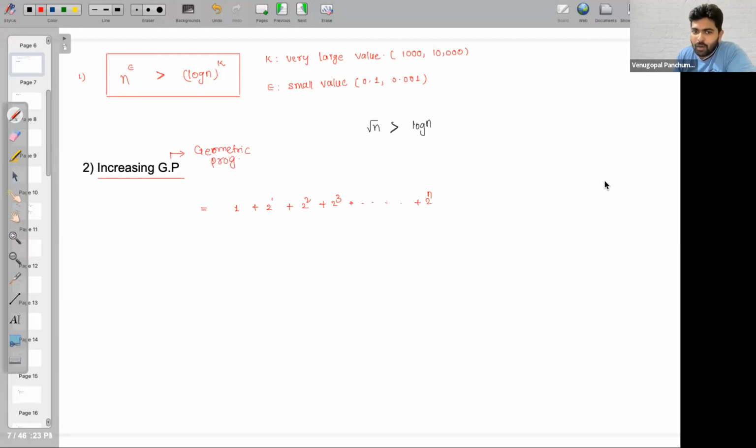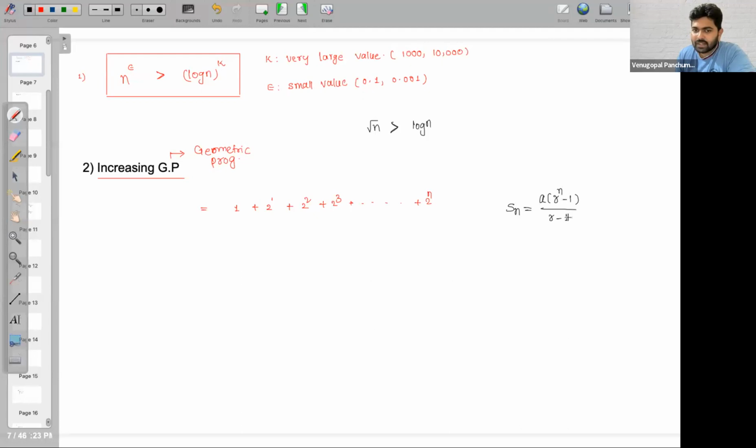What is the formula for the sum of n terms in a GP? Sn is equal to a into r power n minus 1, divided by r minus 1. Correct? This is correct.